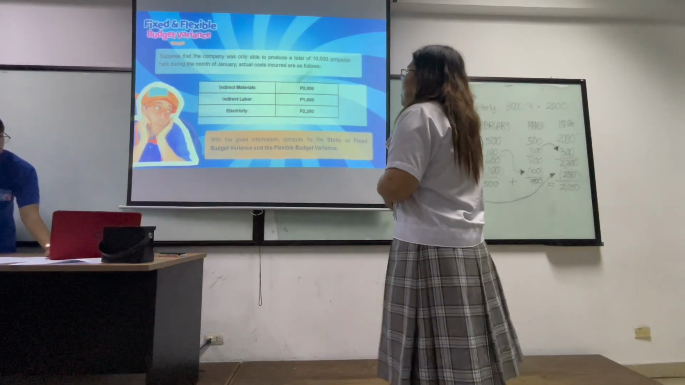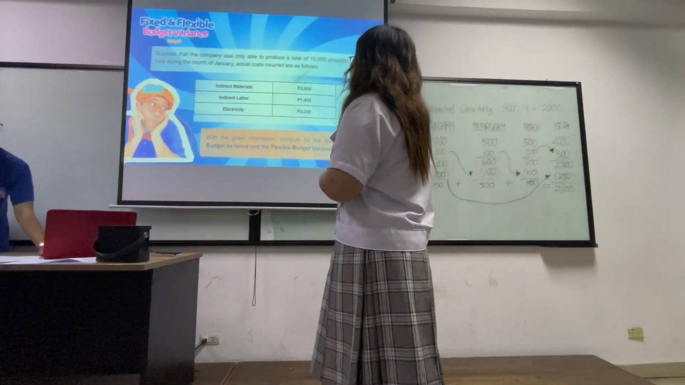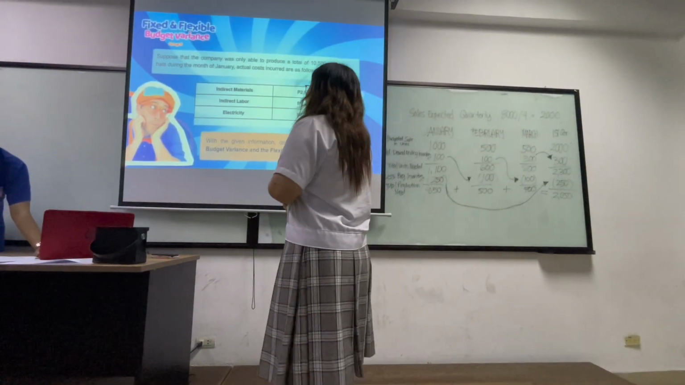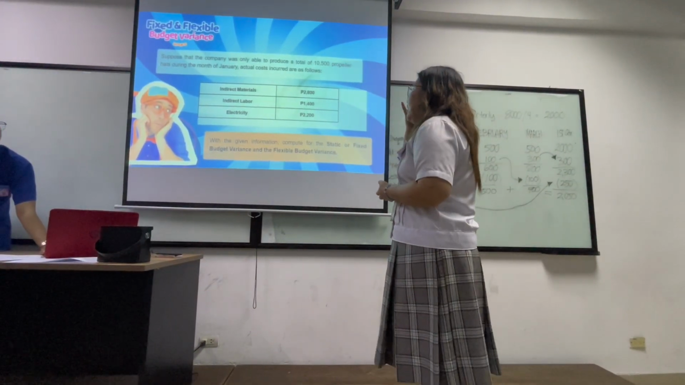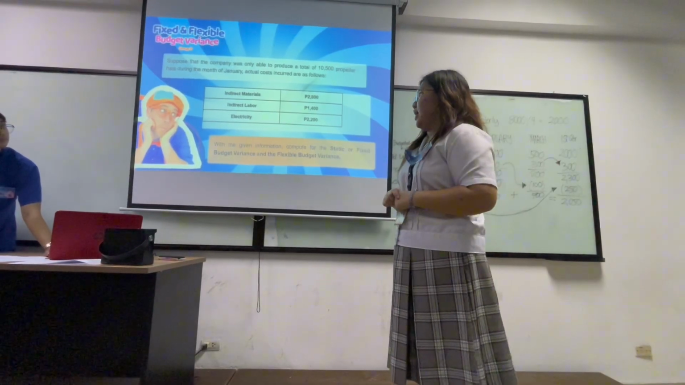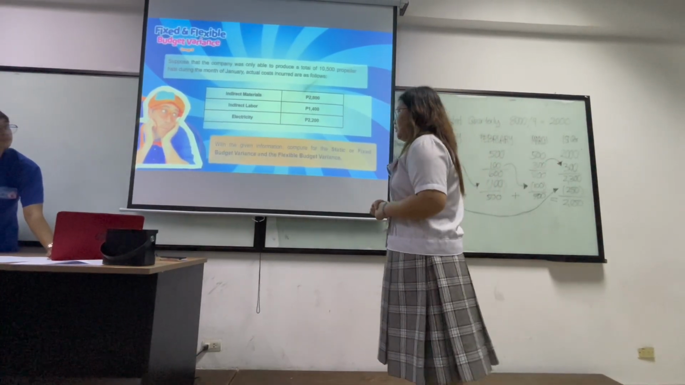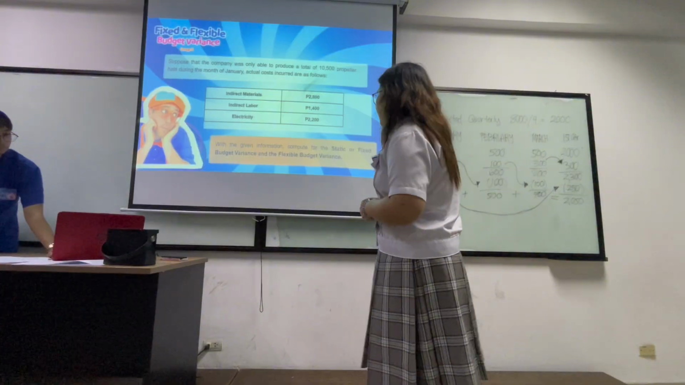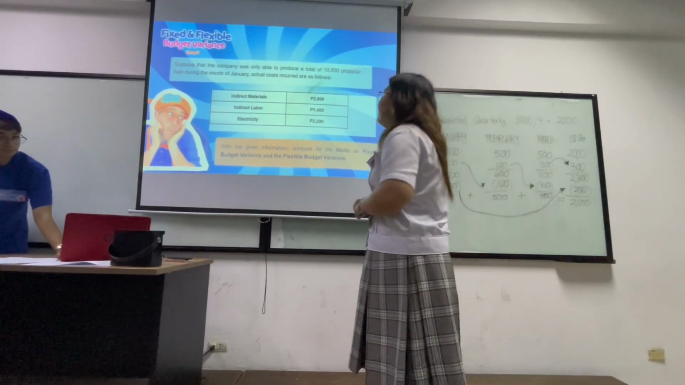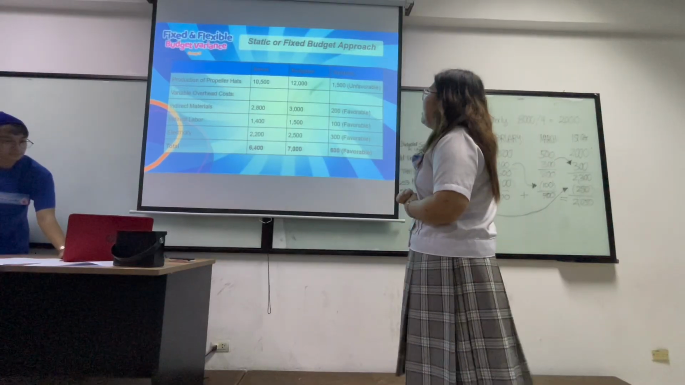So, suppose that the company was only able to produce a total of 10,500 propeller hats during the month of January. Actual costs are as follows. Indirect materials, 2,800. Indirect labor, 1,400. Electricity, 2,200. So, with the given information, to build for static or fixed budget variance and flexible budget variance. So, unahin natin yung static or fixed variance.